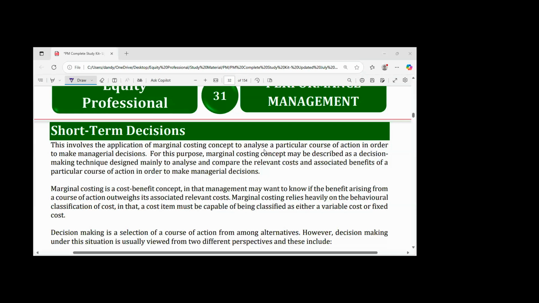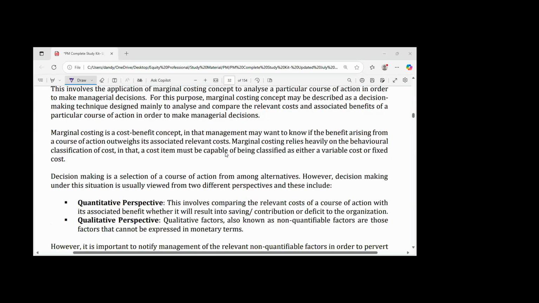Now, what do you understand by decision making? The decision making represents the process of selecting a course of action from among alternatives. When you have several alternatives and you make a choice, the process of making a choice from the different options available is what is known as decision making.